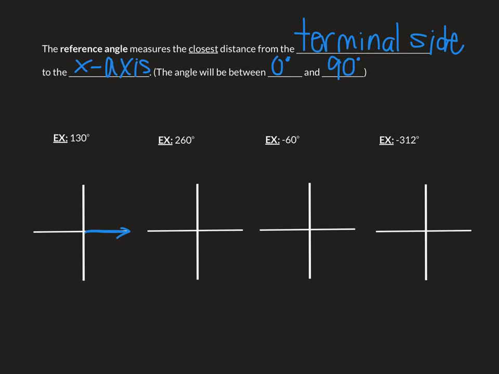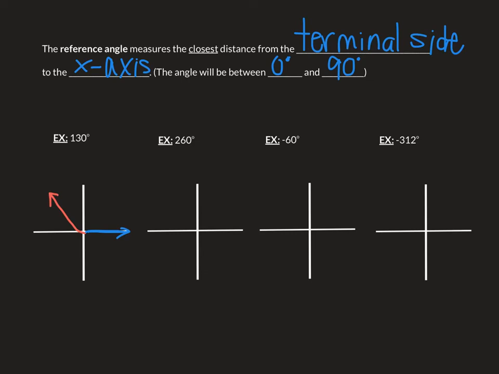And 130 degrees is more than 90 by 40, but less than 180 by 50. So it's almost in the middle, but not quite in the middle of this. So I'm just going to draw it something like that. So we'll call that 130.